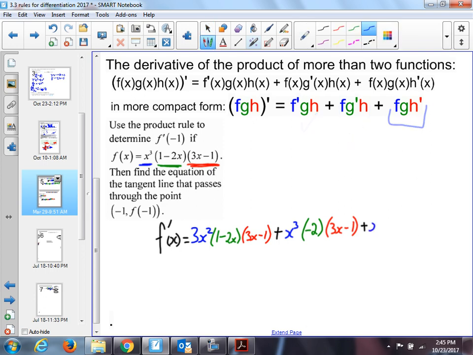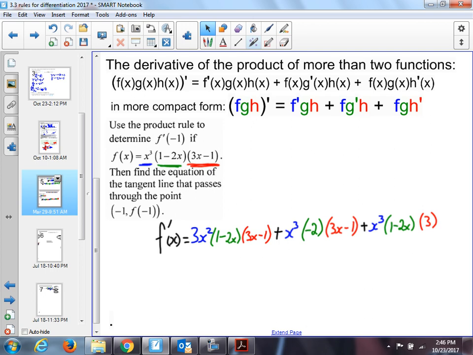I can't write that fast, young man. That's cool. And then 3x minus 1. The derivative is just the number 3. Now, I would not advise you to simplify anything on that, because we just have to evaluate.